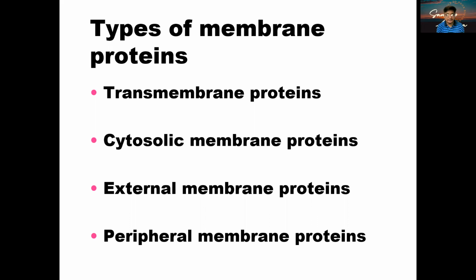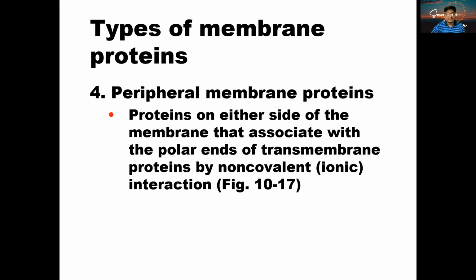And then we have the peripheral proteins, which are loosely attached to the membrane. So this is how it is going to be. Now there are a few things we'll talk about. One, the peripheral proteins can be present on either side of the membrane, and they are associated with the polar end of the transmembrane proteins by a non-covalent bond, or it could be ionic interactions, which are very loosely attached and can be easily removed.